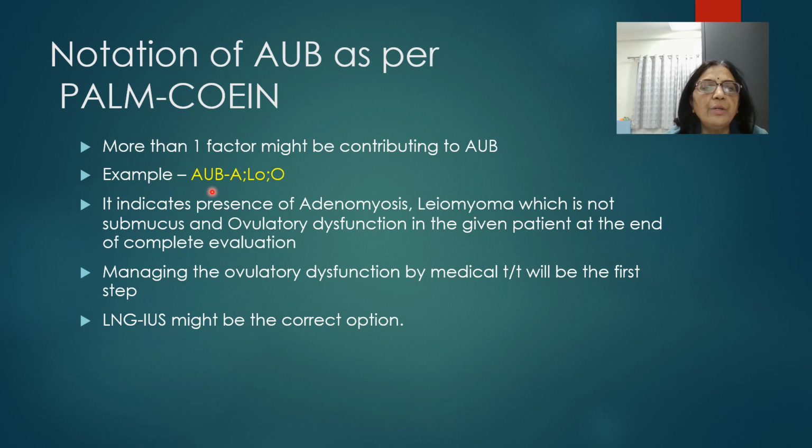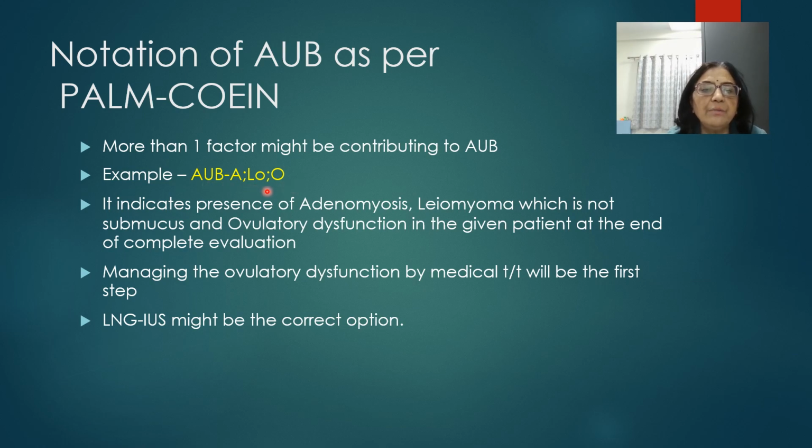One example of how we write the notation is: this patient has adenomyosis. Then you give a semicolon as it comes under PALM-COEIN. Same way, then leiomyoma O, that is other than submucous, and the patient also has ovulatory dysfunction.